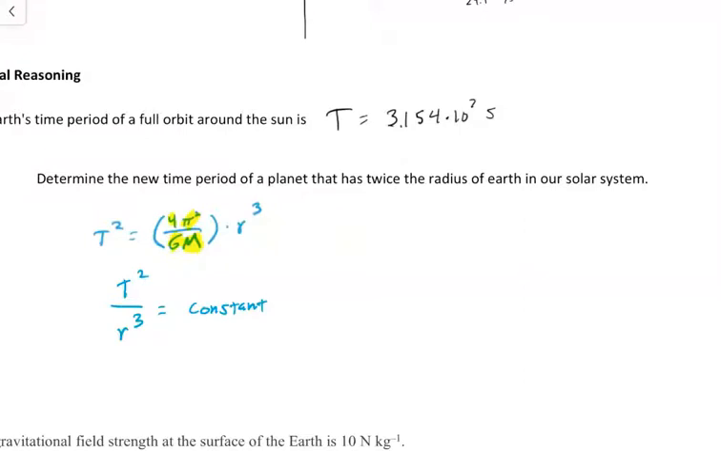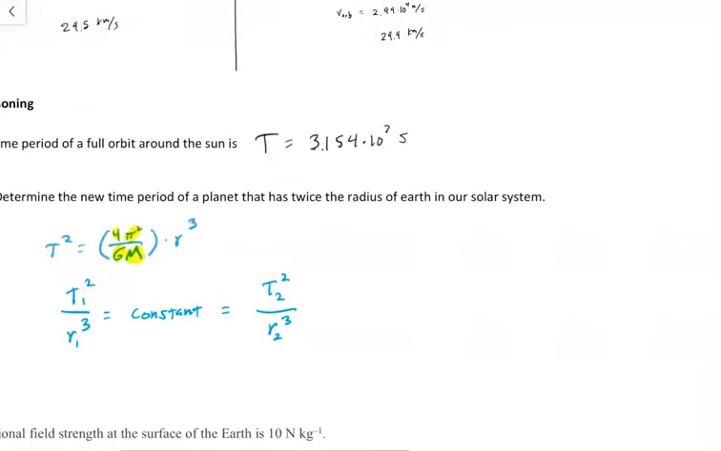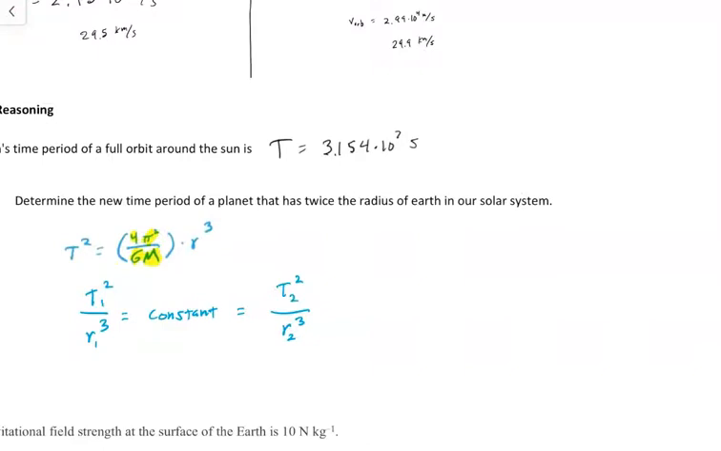And if it's equal to a constant, then it should equal another time period, let's call it T2 squared divided by R2 cubed. So if we call it T1 and R1, we know that the ratio is always equal to 4 pi squared over GM, where the big M is the mass of the sun. And it's the same for both planet Earth and this new planet. So if we identify a radius of Earth, let's call that RE, then twice the radius of Earth, we'll have another planet at 2RE.